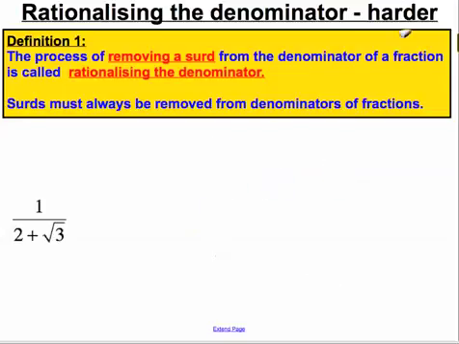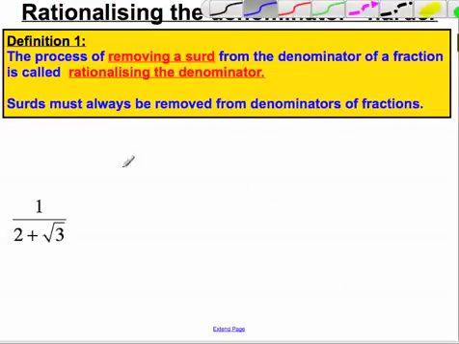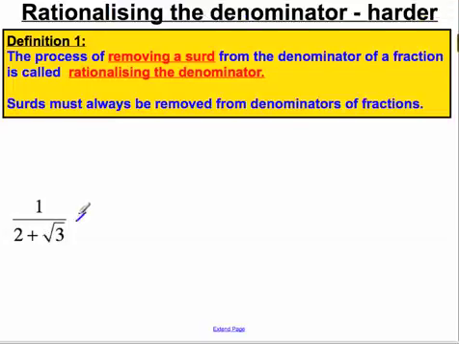Okay, here's a more complicated example. The difference here is you don't simply have a surd, you've got some form of addition on the bottom, or subtraction as well. So you might say to me, well, if we multiply the top and bottom by root 3 again, because after all the root 3 is what's causing the mathematician his unhappiness, let's see what happens.